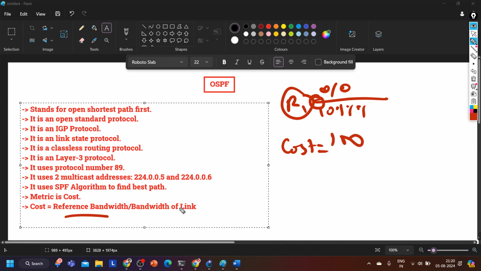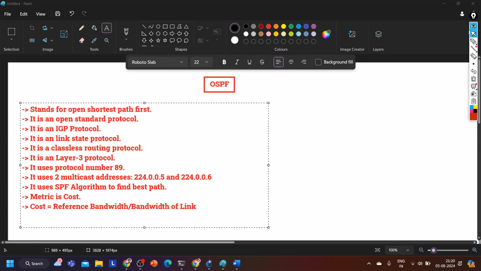We can change this value, right? But this is the default value. And guys, the bandwidth of a fast Ethernet link is 100, so cost will be what? 1 over here, right? If this is an Ethernet link, then it will divide the reference bandwidth by the bandwidth of the link. So the bandwidth of an Ethernet link is 10 Mbps, so cost is going to be what? 10. This is how OSPF calculates metric. So let me write the default reference bandwidth value.